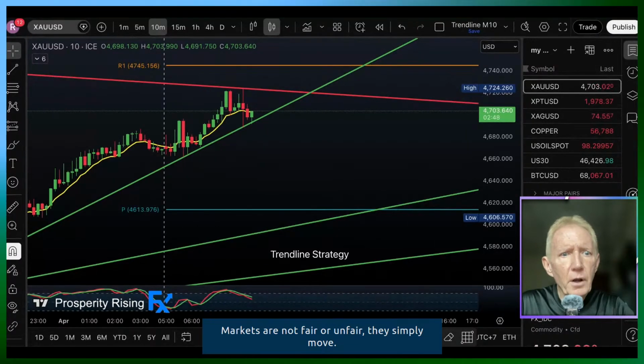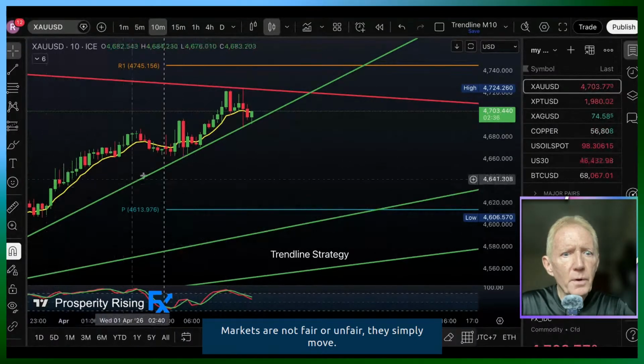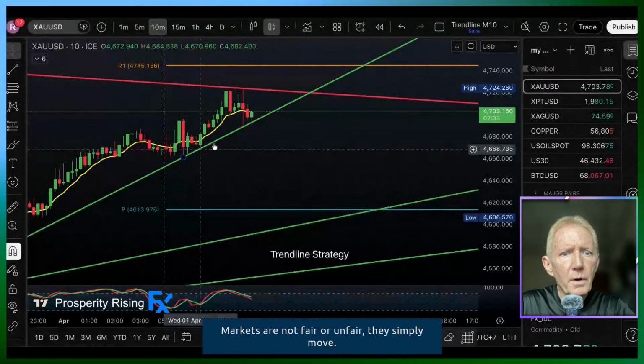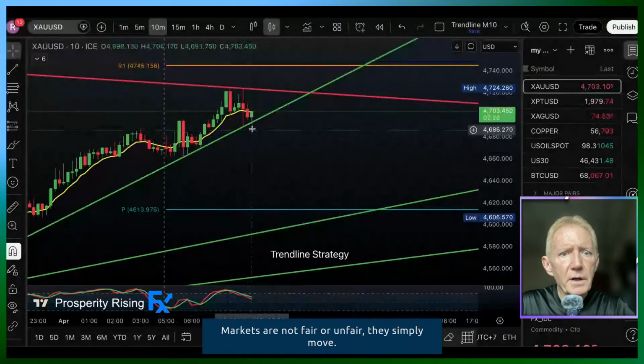Okay, guys, I just went long. I just took a long trade, basing that off of the bounce from the trend line. Okay, we've got one back here, one touch point, two, three, four, five, six touch points. Gold is bullish, and it appears to keep bouncing off of the trend line, respecting that.